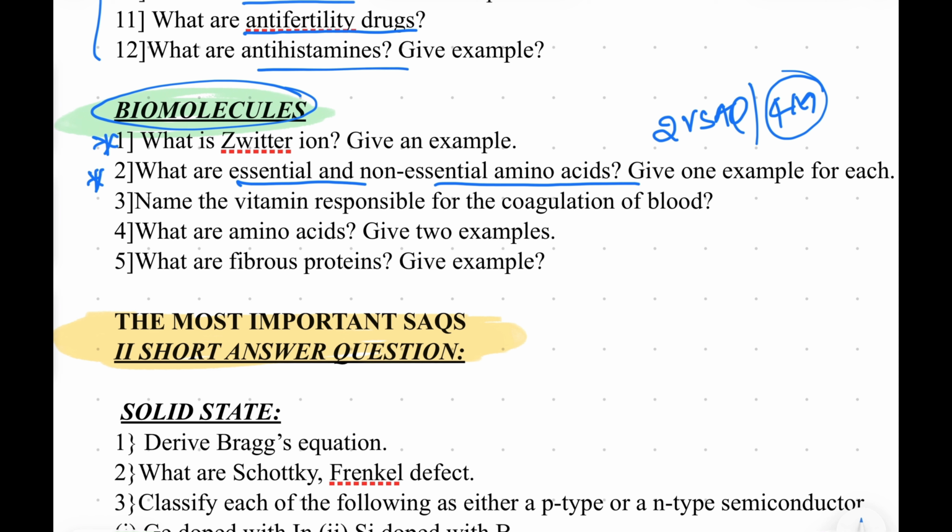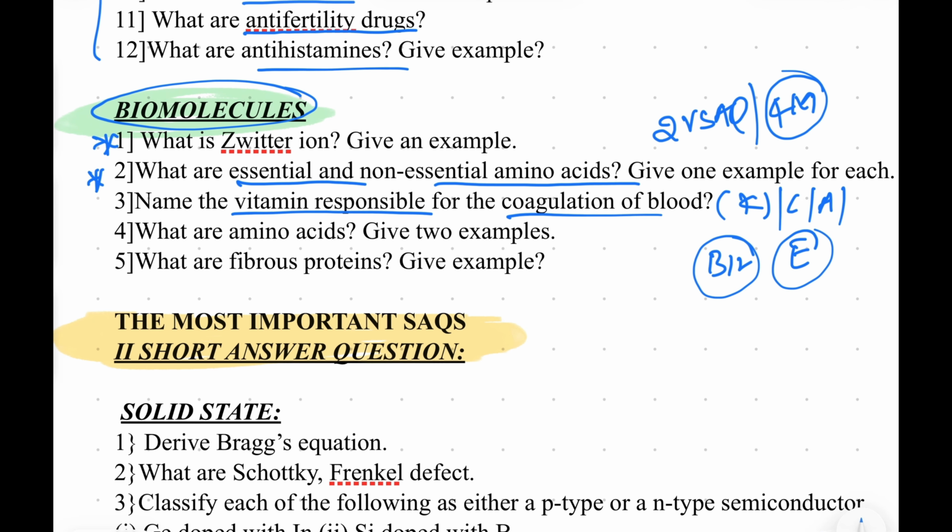Okay. Name the vitamin responsible for coagulation, vitamin K, like this. They are asking any one, not only this. Sometimes they are asking vitamin C, sometimes vitamin A, sometimes vitamin B12, sometimes vitamin E. Any common question will be asked based on this. So don't forget this. Clear? Next one, what are amino acids? Very important. Okay. And sometimes they are asking what are proteins also.